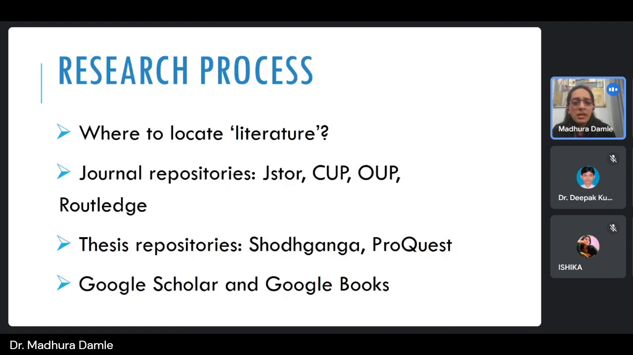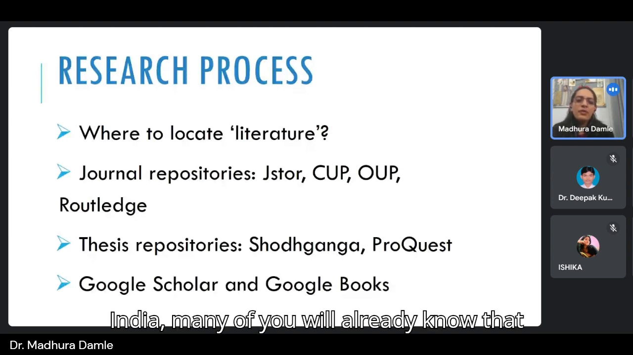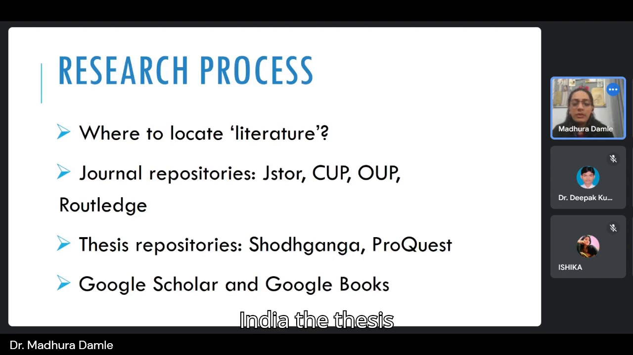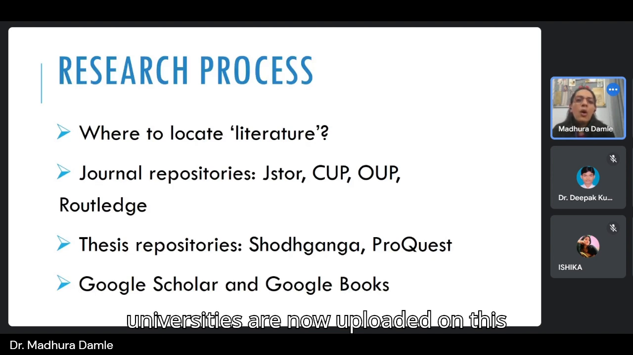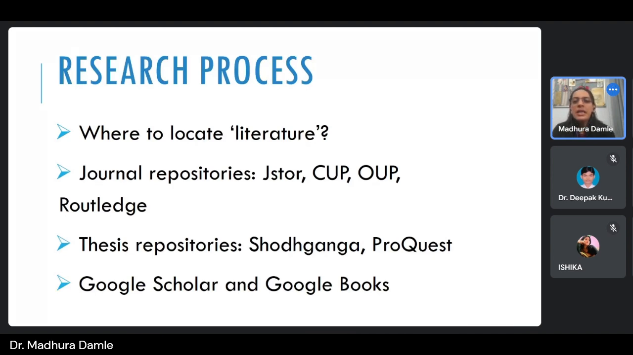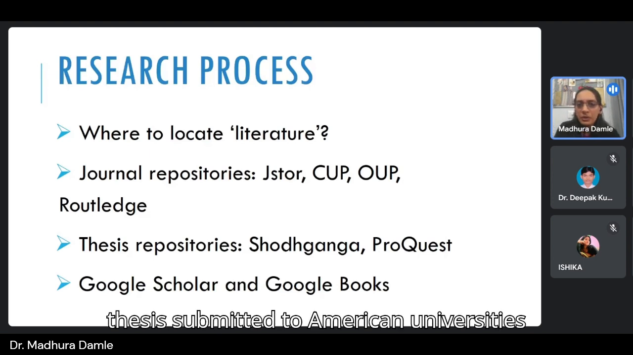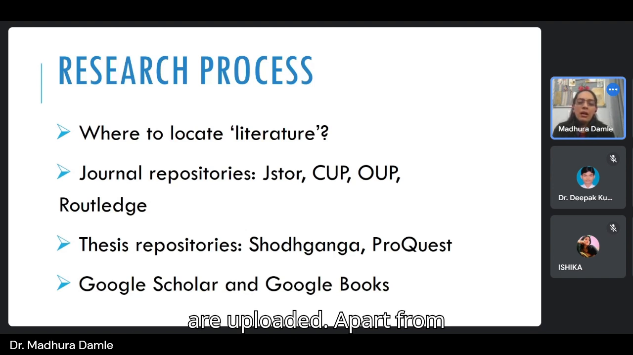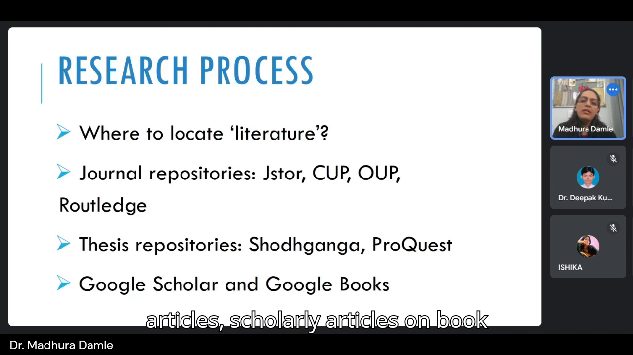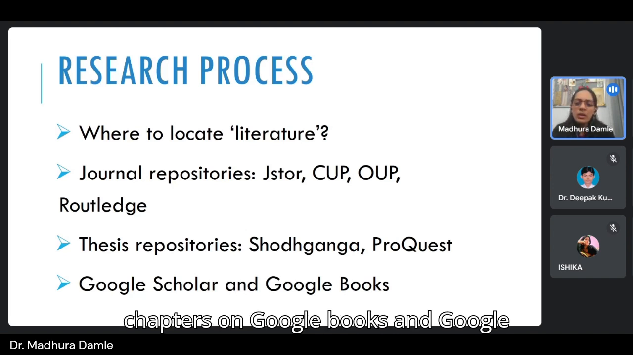Apart from journal articles, there are obviously PhD theses and dissertations. In case of India, many of you will already know that the theses submitted to Indian universities are now uploaded on a website called Shodh Ganga. Similarly, ProQuest is a website where theses submitted to American universities are uploaded. Apart from these, you can also look for books and articles, scholarly articles or book chapters on Google Books and Google Scholar.